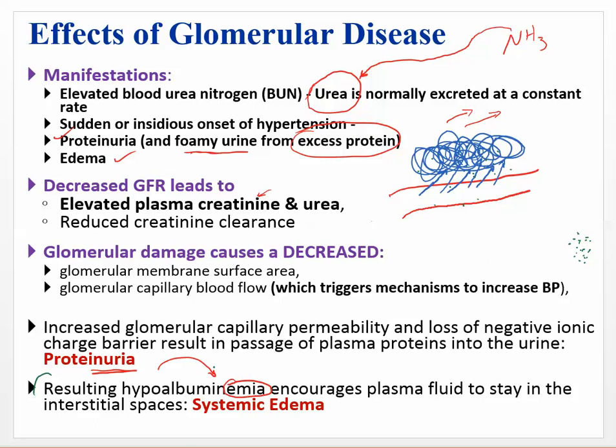So the resulting hypoalbuminemia is going to encourage plasma fluid to stay in the interstitial spaces. You're going to have a collection of fluid in the interstitial spaces, which is edema. And it's going to be systemic, because all of your blood everywhere is going to have fewer proteins. So anywhere that you would be susceptible to edema, a lot of times it's periorbital. It can happen in the extremities, in the legs and stuff. We know that we can get edema there, but it can happen anywhere, and that's what we mean by systemic edema.